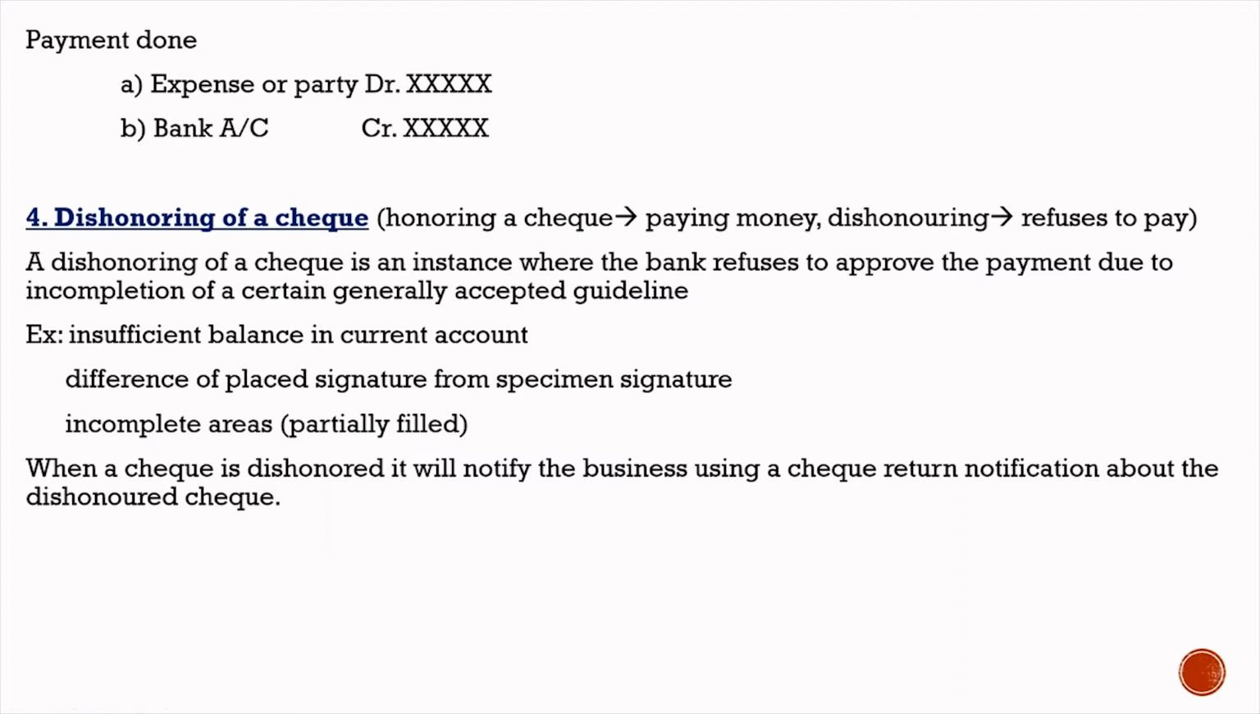So when such a thing happens, the dishonored check is notified using a check return notification. So this is what the check return notification looks like. There will be a picture of the returned check. They don't send us the check back, and then the details are given.